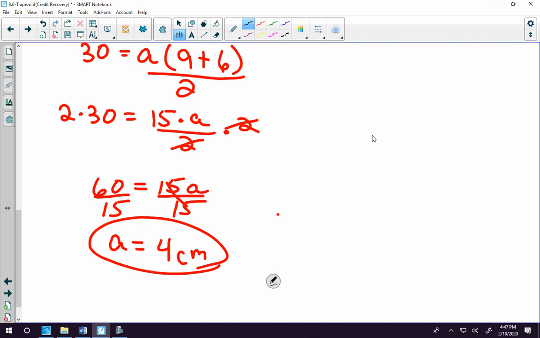So that's an example of where we actually are given the area of the trapezoid. We're working through that to actually find the missing dimension, in this case, the height of the trapezoid.